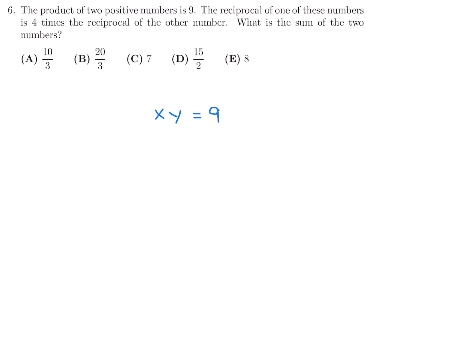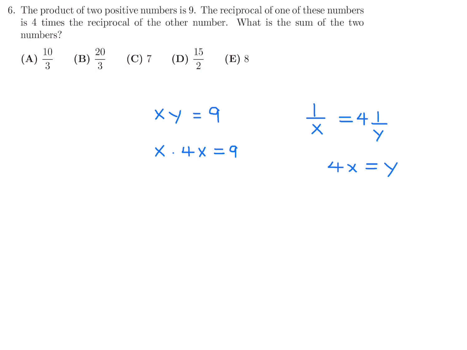And they're saying that the reciprocal of one of these numbers, so 1 over x, is 4 times the reciprocal of the other number, so 4 times 1 over y. So that basically means if you cross multiply, that 4x is equal to y. And we can now substitute this into here. And when we do, we get x times y, but y is 4x. So we substitute that, 4x like this, is equal to 9.